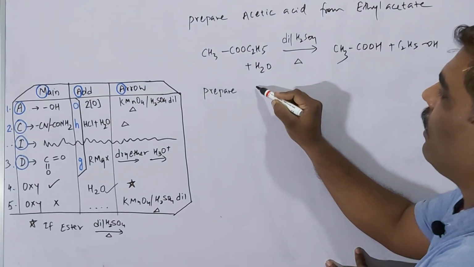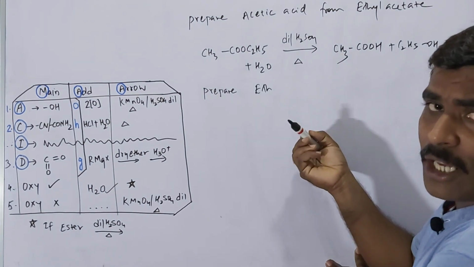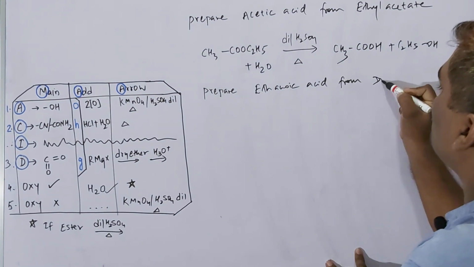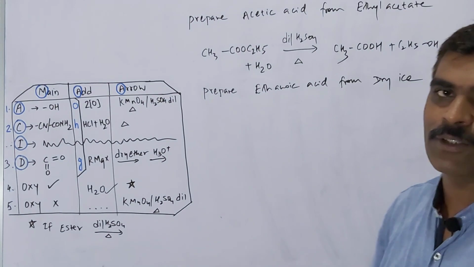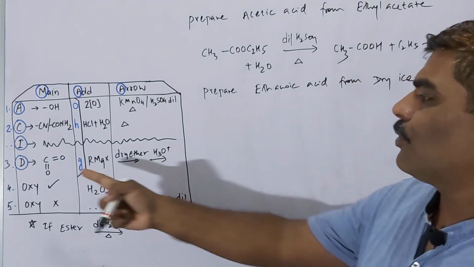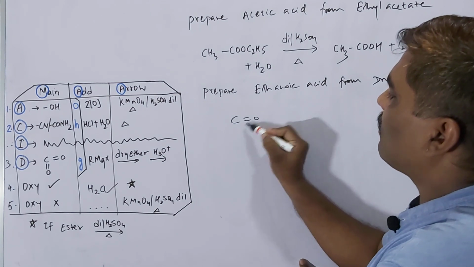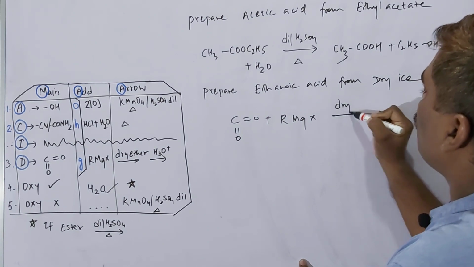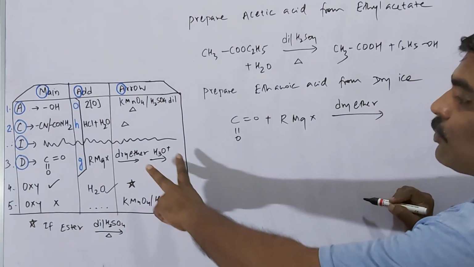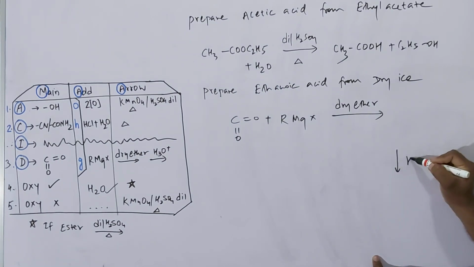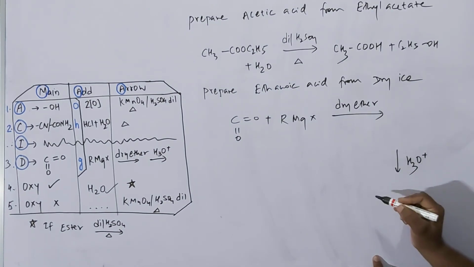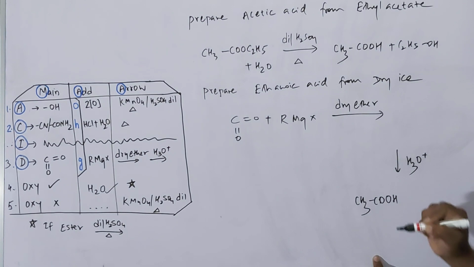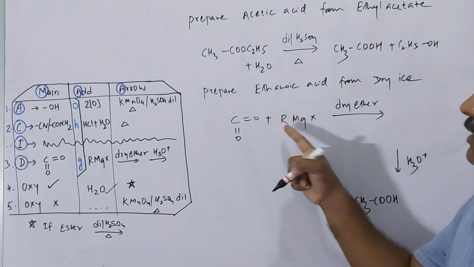Now one more question remains. Suppose we want to prepare ethanoic acid from dry ice. How do we write this reaction? The formula of dry ice is this. What we are going to add is RMgX, arrow dry ether. But we have two arrows, so one more I'll write down here, that is acid hydrolysis. Finally, what we want to prepare is CH3COOH.